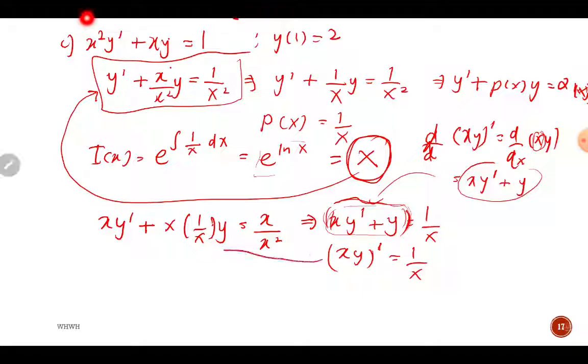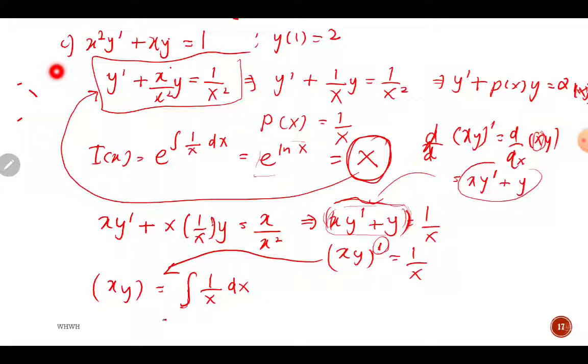Okay, so dari sini we have xy equals to the integration, because want to get rid of the derivative here, then we introduce an integration on the right hand side, 1 over x. Of course, this is x, so you're gonna be with respect to dx. So integrate 1 over x, we get ln x. Dan plus with c, jangan lupa. So we have here xy equals to ln x plus c.